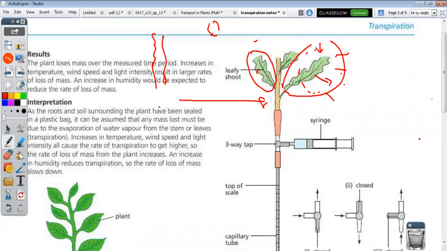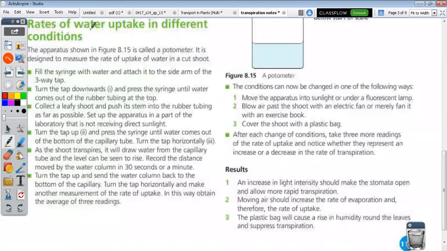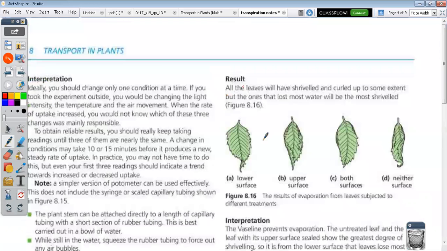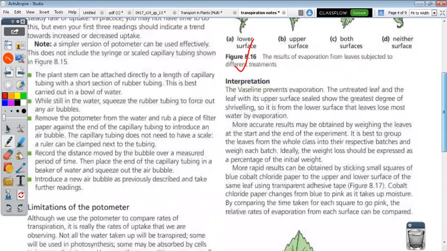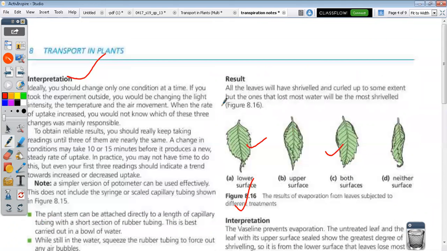But it's all explained. I said I'm going to send you these notes. It's talking of rates of water uptake in different conditions, and it explains everything and the expected results. Clear? Then the other one, on the stomata, go through that experiment. You expect the underside of the leaf to have many stomata, so the other one can be covered with Vaseline. But anyway, you can read this.